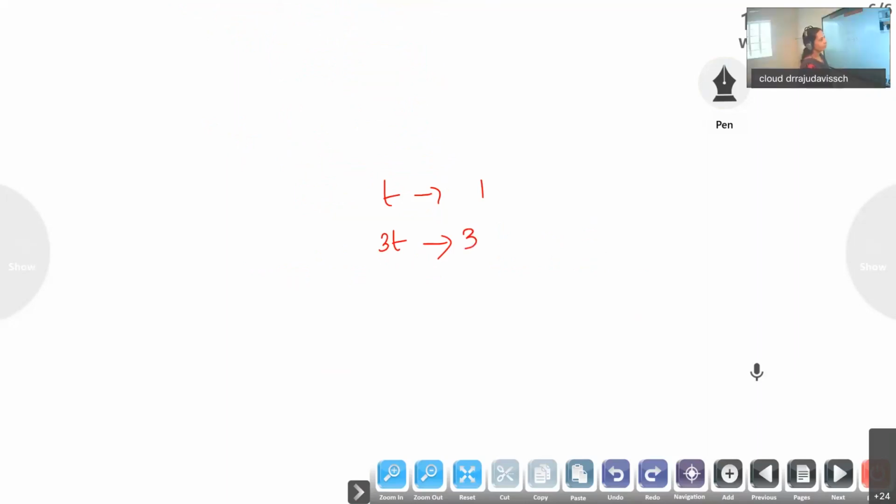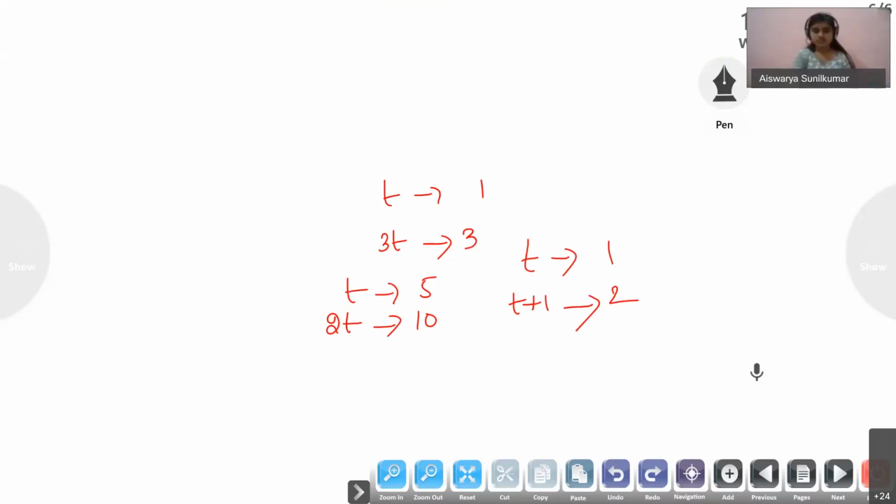Okay. T is tending to 5. So 2t will tend to 10. Okay. T is tending to 1. So t plus 1 will converge to 2. 1 plus 1. We are doing here the same thing you do on the other side.